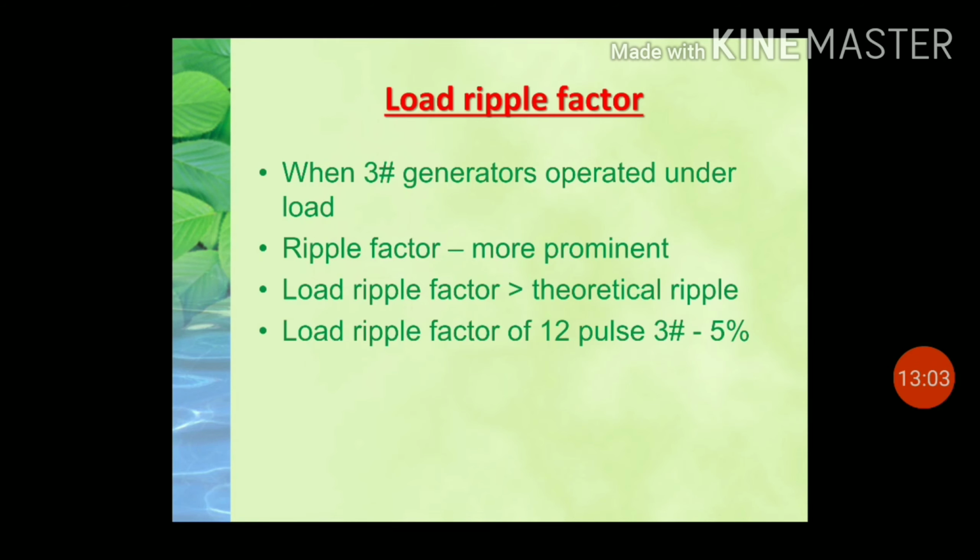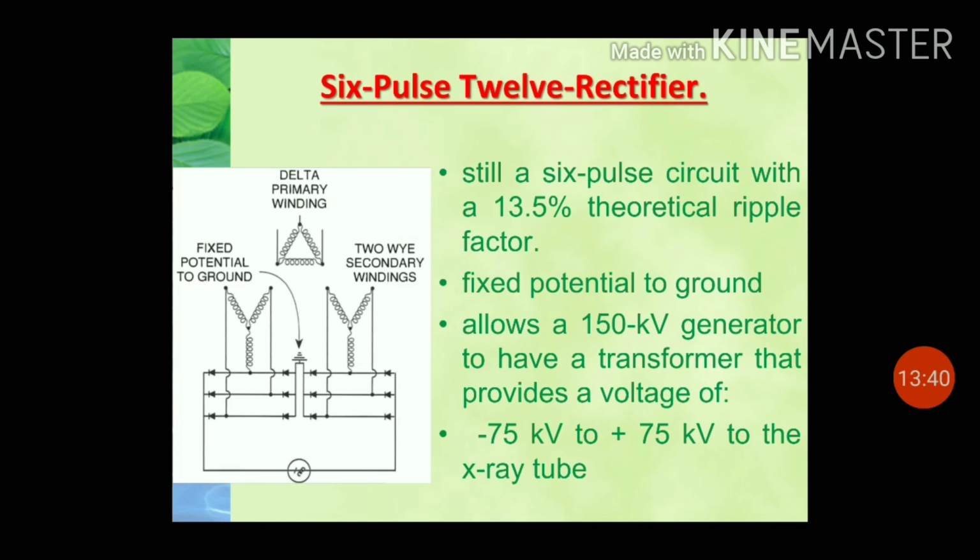Load ripple factor. When three-phase generators are operated under load, the ripple factor is more prominent. That is known as the load ripple factor. So, the load ripple factor is always greater than the theoretical ripple factor. The load ripple factor of a 12 pulse three-phase generator is 5%.